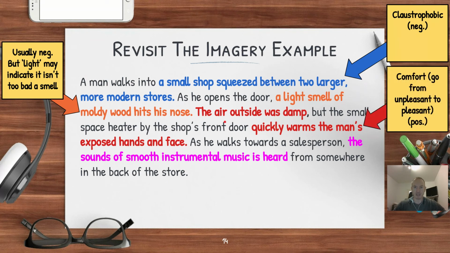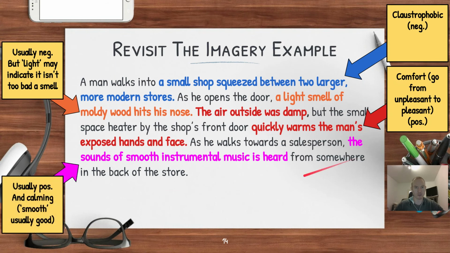The air outside being damp, but then him being able to warm his face and hands as he comes into the store, right? That's designed to make someone feel comfortable. You go from an unpleasant feeling to a pleasant feeling, which is a positive emotional reaction. And then the sounds of smooth instrumental music from the back of the store is, again, usually positive. Even if you don't like instrumental music, it usually has some kind of calming effect on you, right? And the word smooth also kind of reinforces that emotion.